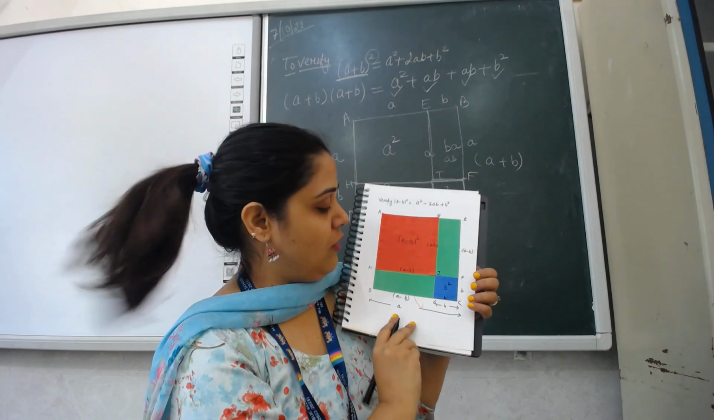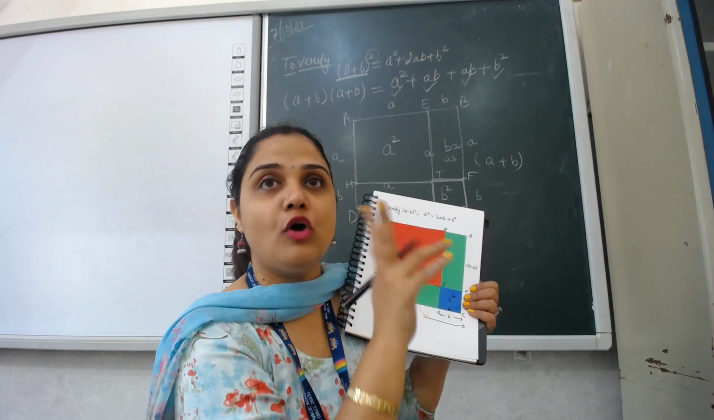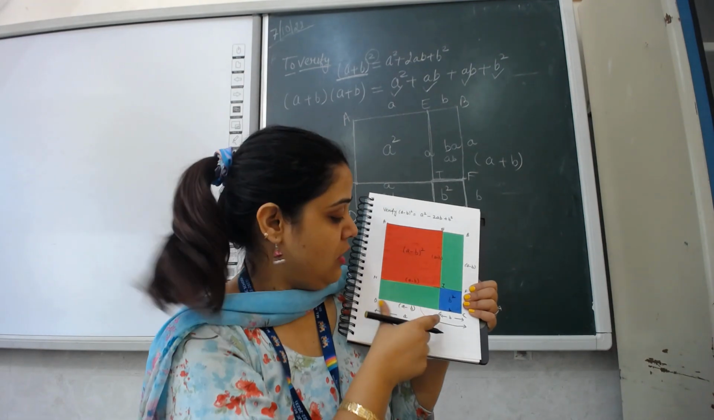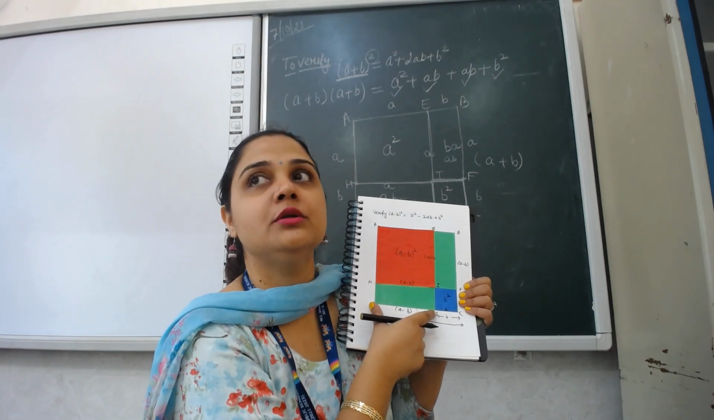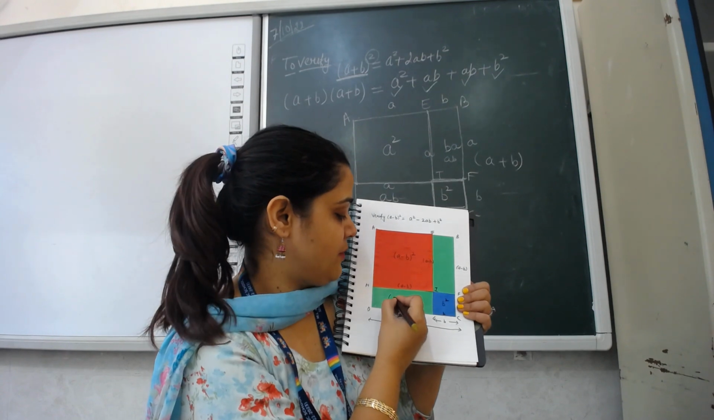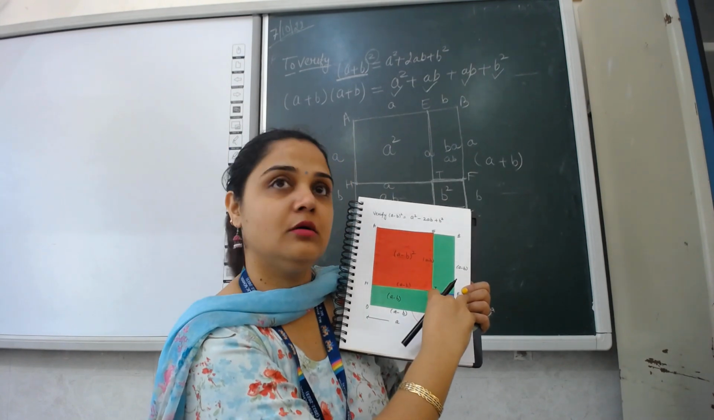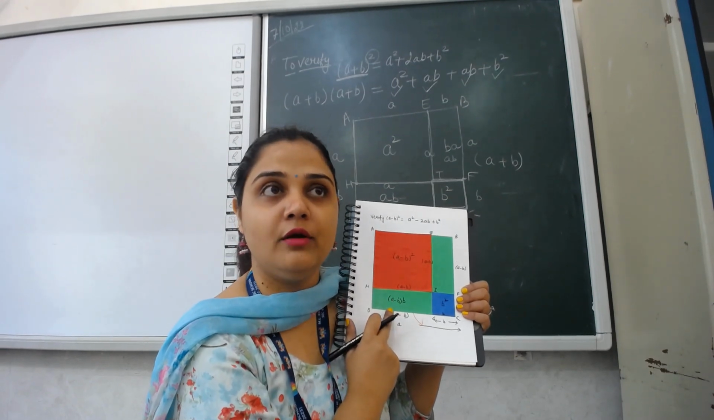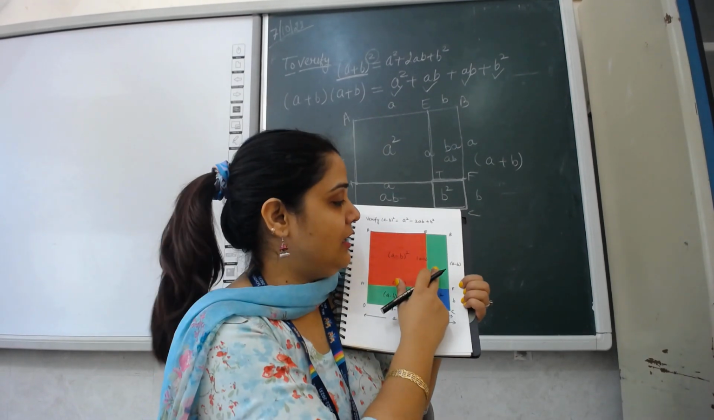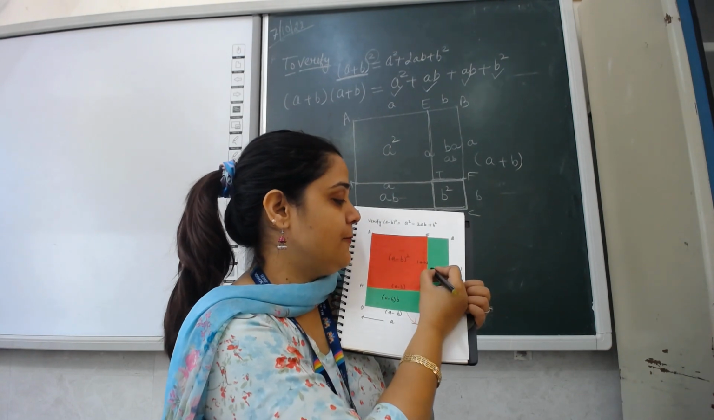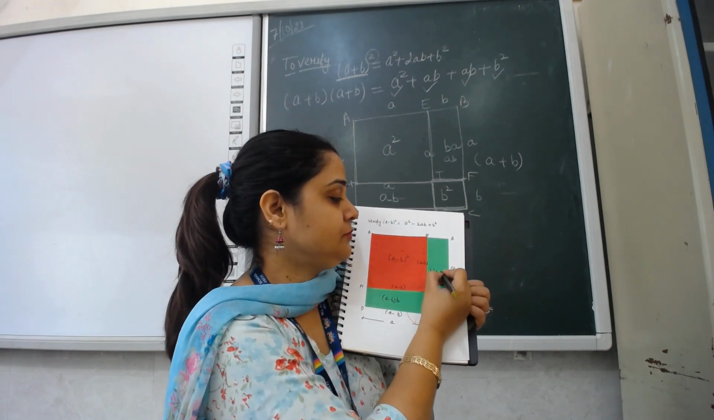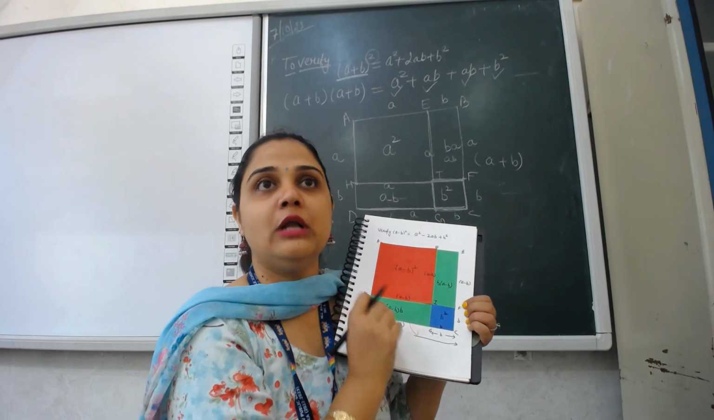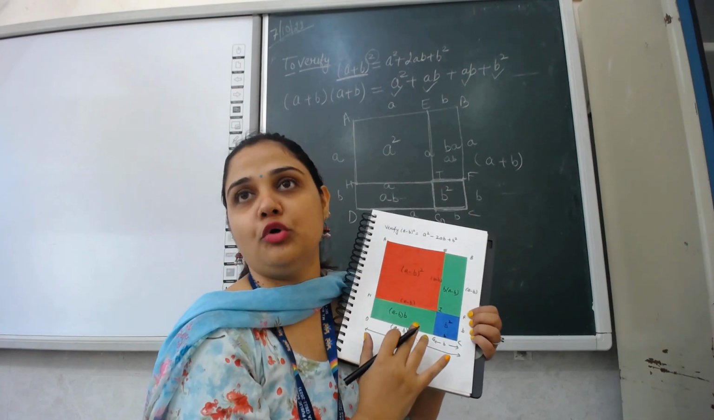Now come to these green areas. I have got the areas of these two, red and blue. Now come to this green one. What is the length of this green portion? A minus B. And what is its breadth? B. So A minus B into B is the area of this green one. Similarly for this, the length is B and the breadth is A minus B.